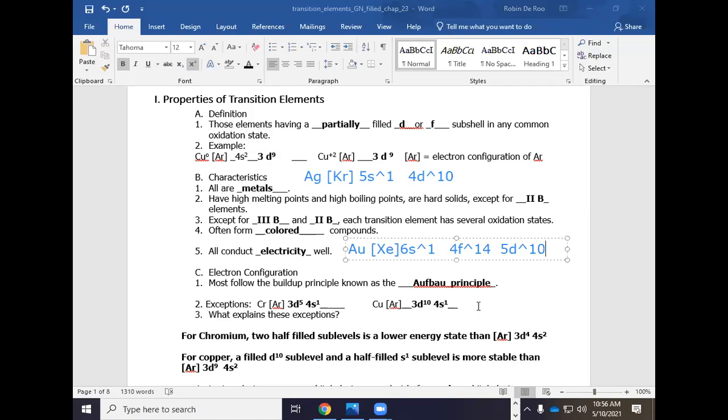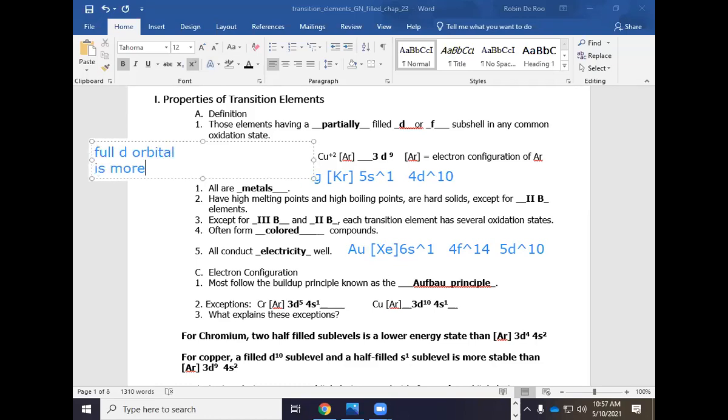So then what is the answer to your question? Okay, and here's the why of it. If you have a choice, make the D full. That is more stable. So the why of this is a full D orbital is more stable than a full S orbital.